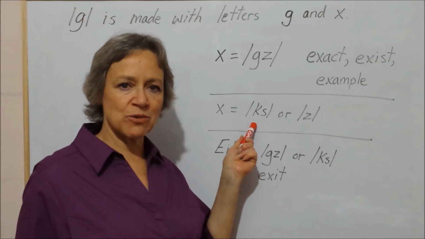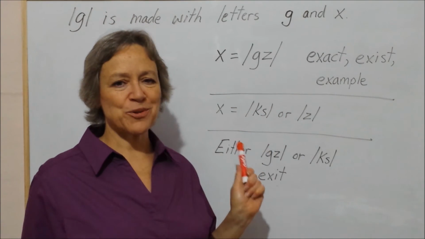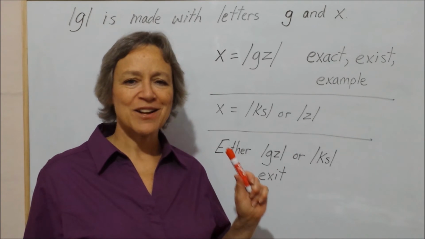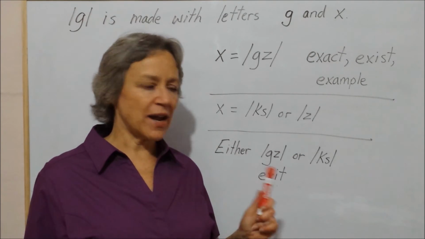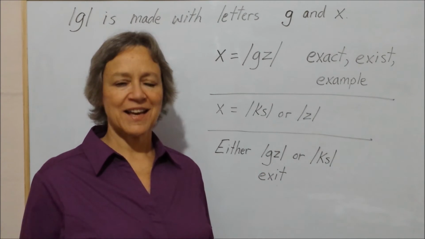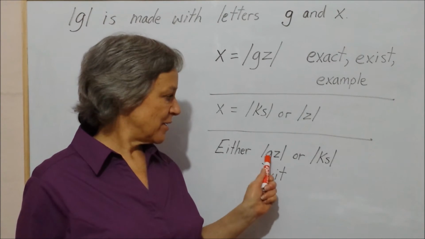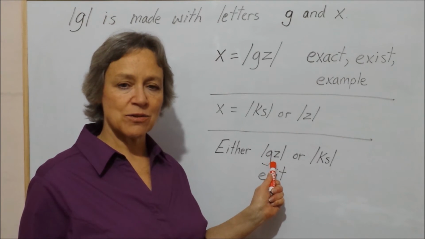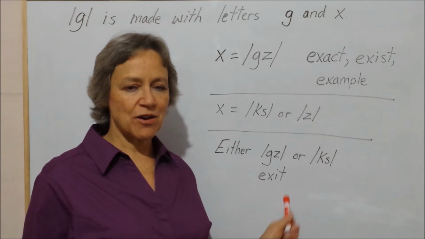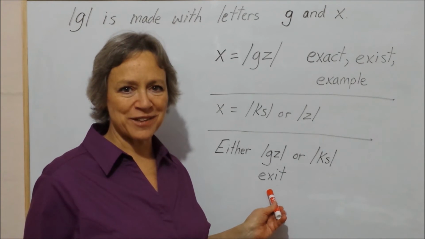Instead, it makes the two sounds K and S. I won't be talking about those words here in this video. I just wanted you to be aware, okay? Also, occasionally, the letter X makes the Z sound alone. Alright? Here's an example of a word which can be pronounced with either G, Z, or K, S. There are a few words which can use either pronunciation. This is a common one, okay?